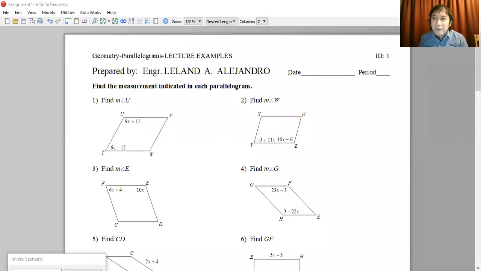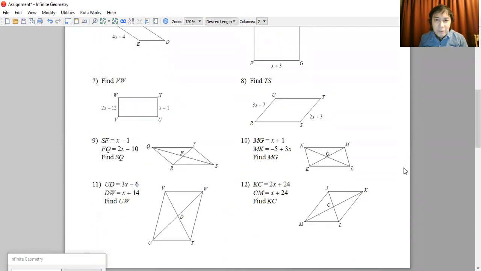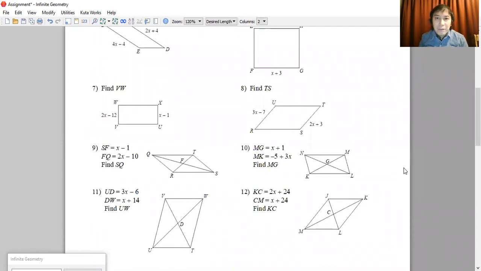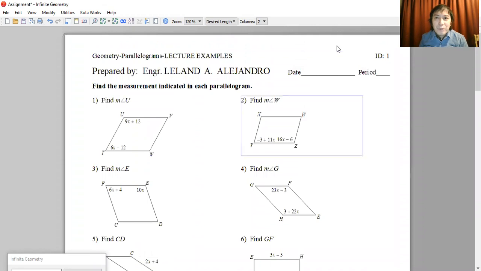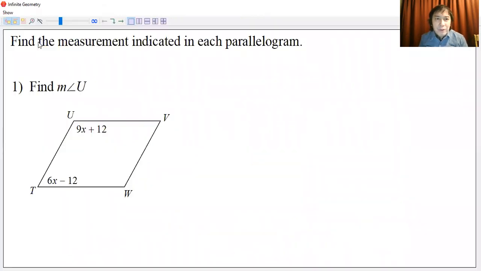Okay, here's the worksheet, parallelograms, and this has around 12 numbers. Okay, let's solve one by one. Check on the first number. Okay, here's the first number, and the instruction is find the measurement indicated in each parallelogram.